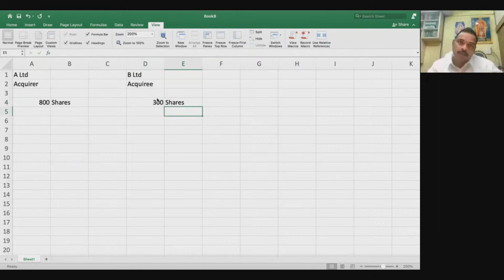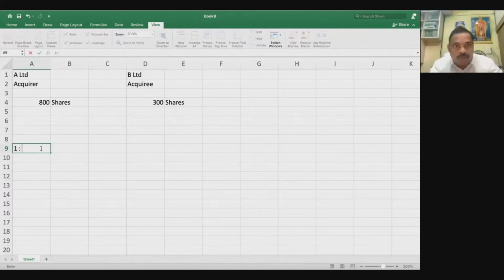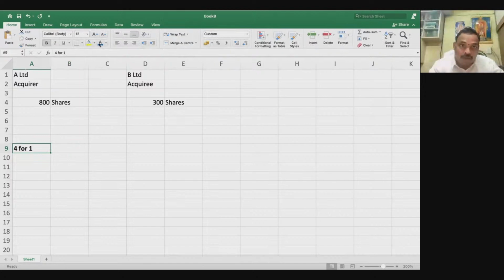Good. Now, that is the ratio, 1:4, I must say. I'll say 4 for 1. This is the swap ratio. So that means for 300 shares, how many shares are issued? 300 into 4, 1,200 shares are issued.